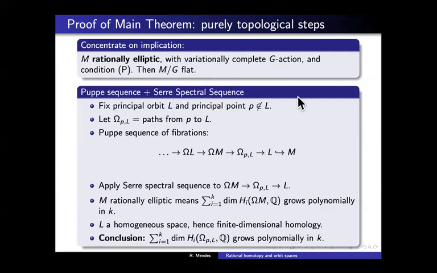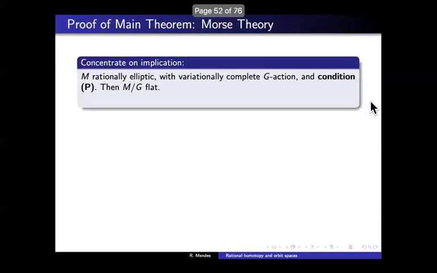Okay. So let's move on. So now the next step in the proof is where Morse theory is going to come in. Now, for convenience, I just include the statement again that we're trying to prove here, right? We're in the middle of the proof of this statement. And now I have highlighted condition P because that's the condition that's going to be used in this slide, all right? We have already used rational ellipticity. Now we're going to use condition P.